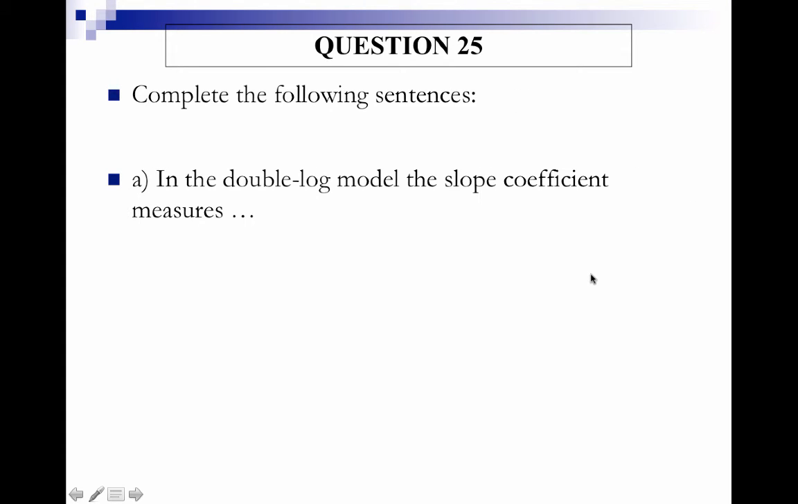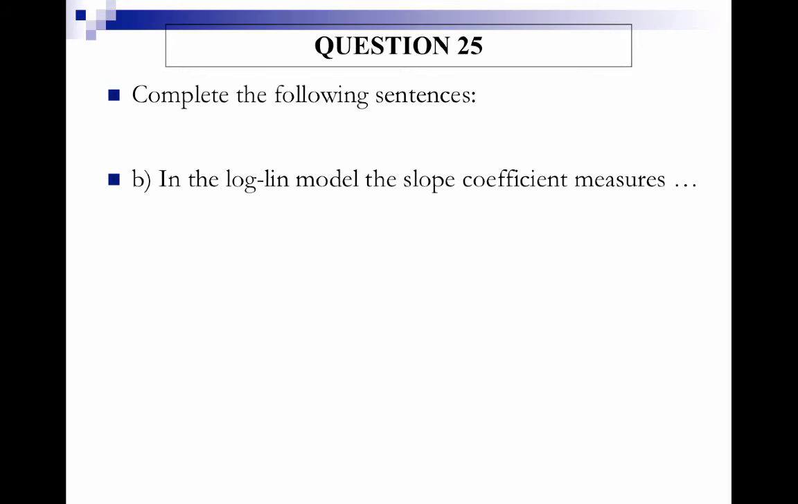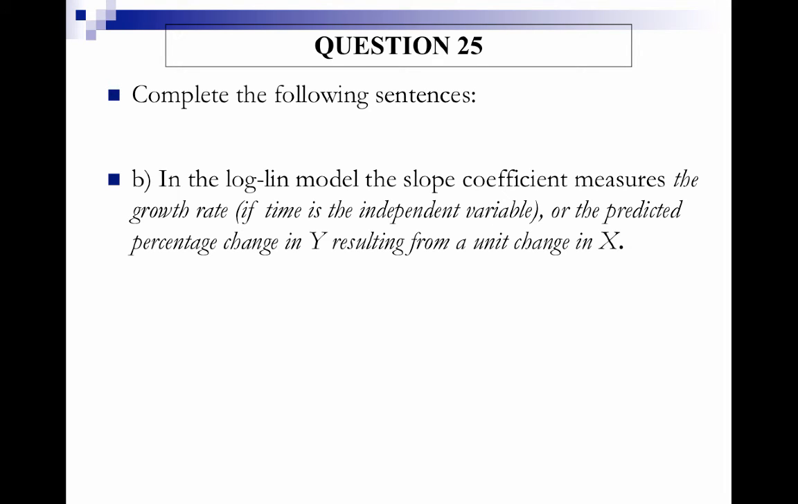In a double log model, so for question 25, we need to complete the following sentences. In a double log model, the slope coefficient measures elasticity, or the predicted percentage change in y in response to a 100% change in x. In a log-lin model, the slope coefficient measures the growth rate, if it's a growth model, if time is the independent variable, or the predicted percentage change in y resulting from a unit change in x.